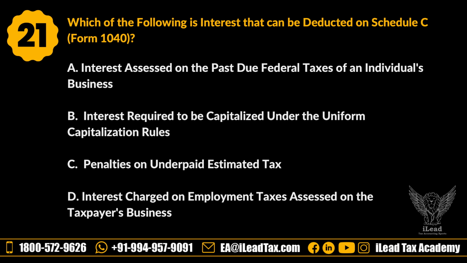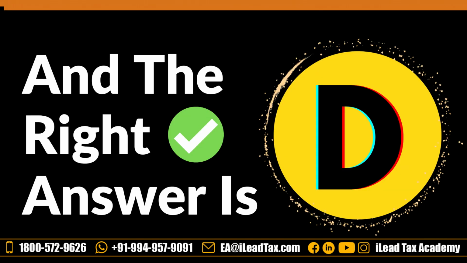Which of the following is interest that can be deducted on Schedule C? A. Interest assessed on the past due federal taxes of an individual's business. B. Interest required to be capitalized under the Uniform Capitalization Rule. C. Penalties on underpaid estimated tax. D. Interest charged on employment taxes assessed on the taxpayer's business. Let's see the answer. The answer is D.